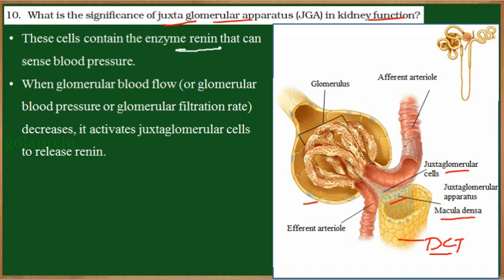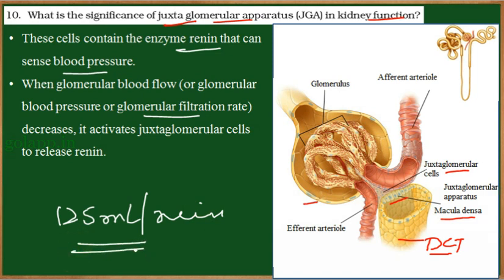They secrete an enzyme called renin, which can sense the blood pressure and the glomerular filtration rate. Normally it is 125 milliliter per minute. So whenever there is a variation in this rate and in the blood pressure, the JGA complex secretes renin and this regulates the blood flow and maintains the volume of the glomerular filtration rate, that is GFR. So let's learn how it maintains it.